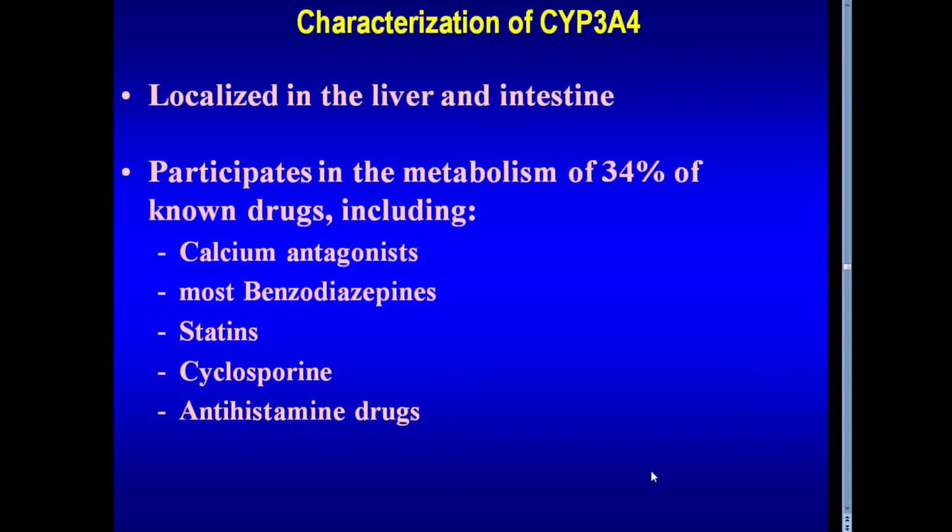One of the most potent enzymes in this system is CYP3A4. This enzyme is localized in hepatocytes and enterocytes in the intestine. These enzymes participate in metabolism of almost 34% of known drugs. 34%.